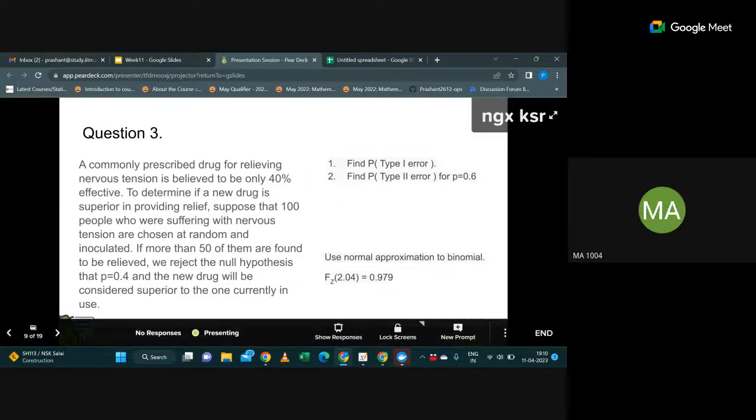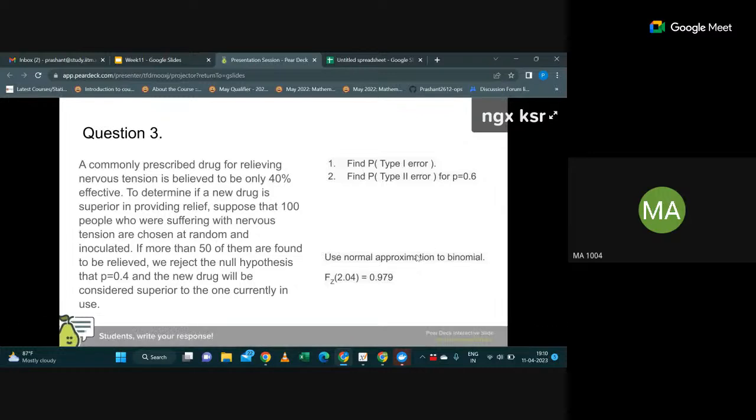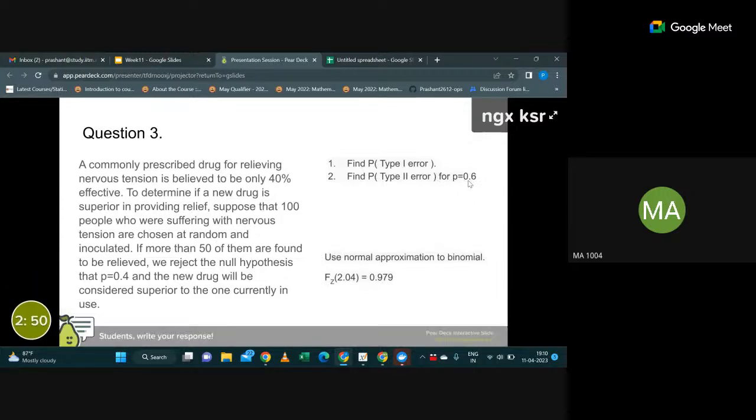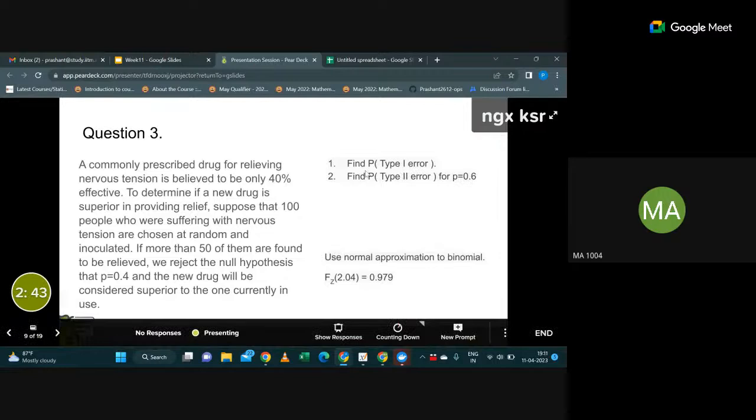Here one hint is given: use normal approximation to the binomial. That means here I have to consider the binomial. Why? Because either it will be effective or not. So you have to use the binomial and approximate accordingly. I'm going to give 3 minutes for this. In this question, it is mentioned to find the probability of type 2 error for p equal to 0.6, meaning you have to consider the alternative hypothesis as p equal to 0.6 while computing beta. But in case of alpha, you have to consider H naught, which is 0.4.